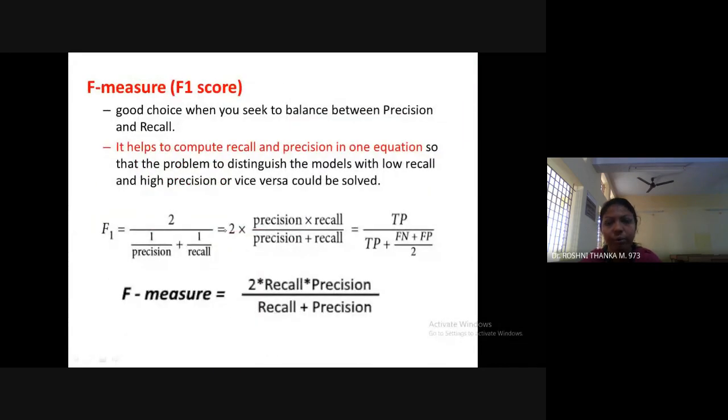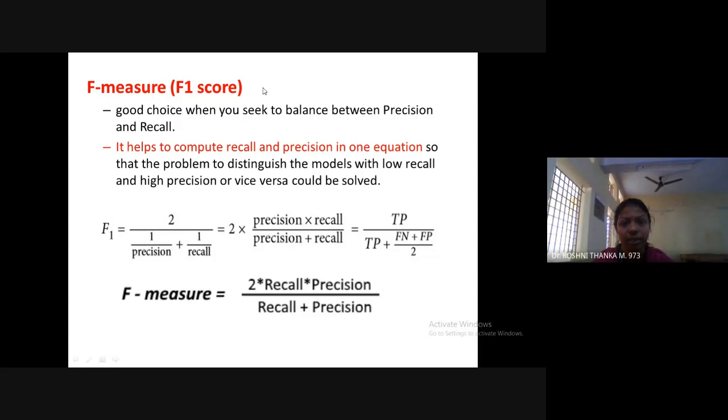Now using precision and recall, we are going to calculate the next parameter called the F1 score, which is an F measure. To balance the actual value and the predicted value, we use the combination of precision and recall, which gives us the balance between them. Precision we calculate from the predicted value, and recall we calculate from the actual value. To balance both, we use the F1 score.